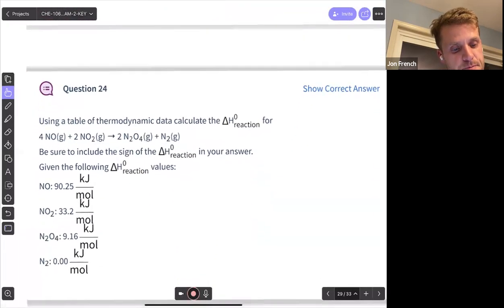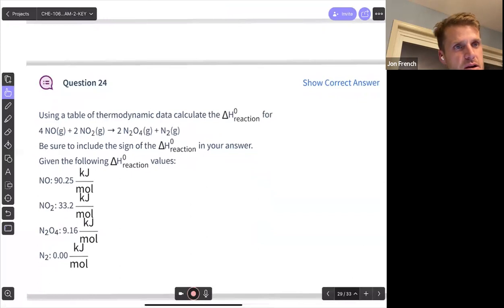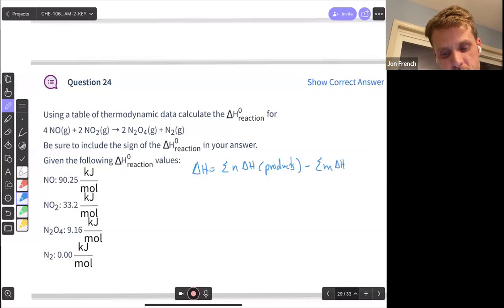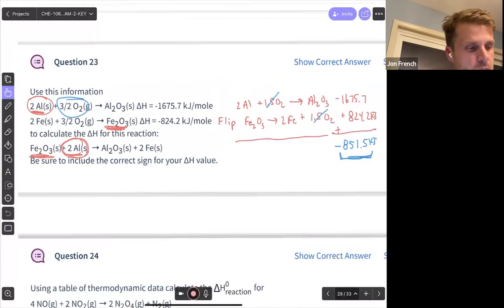Question 24 is a summation calculation. So delta H equals the sum of how many moles of delta H of my products minus the sum of how many moles and the delta H of my reactants. All right, we're good with 23.